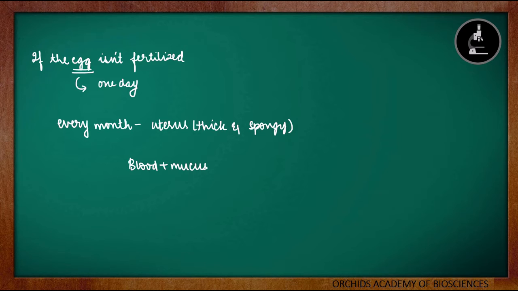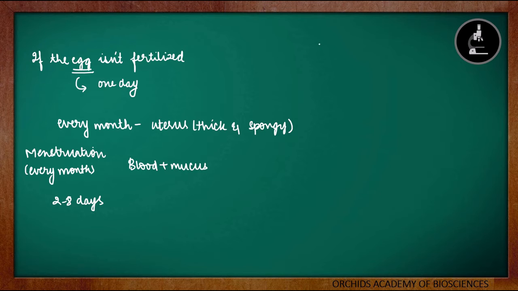So every month the egg will be produced, but it is not necessary that every month the egg will be fertilized. This unfertilized egg along with the uterine lining will come out as blood and mucus, which is called menstruation. This cycle takes place roughly every month and usually lasts for about 2 to 8 days.